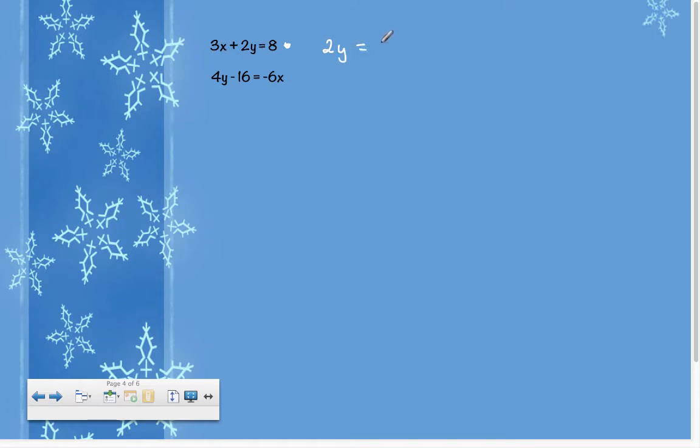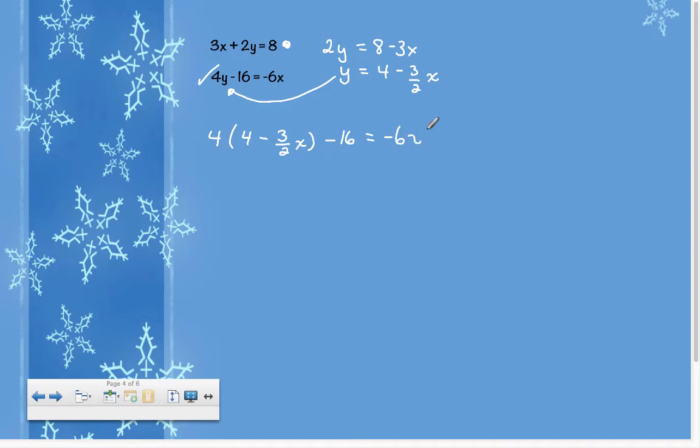2y equals 8 minus 3x. Divide by 2. y equals 4 minus 3/2 x. Okay, so every time I see a y, I am going to replace it with 4 minus 3/2 x. So since I started with the first one, my substitution is going to occur into the second one. 4, instead of that y, I write 4 minus 3/2 x, minus 16 equals negative 6x.